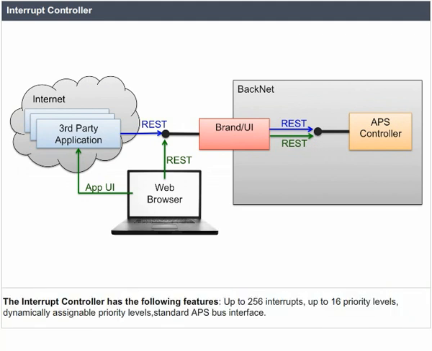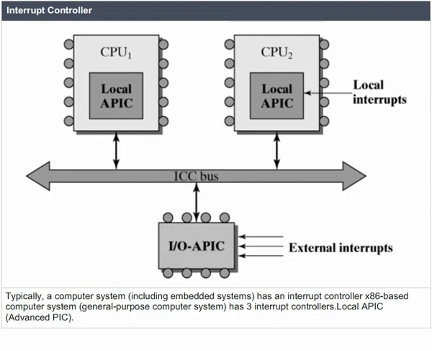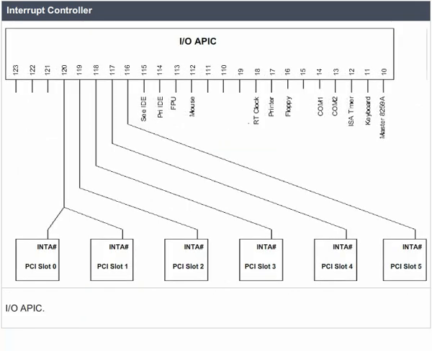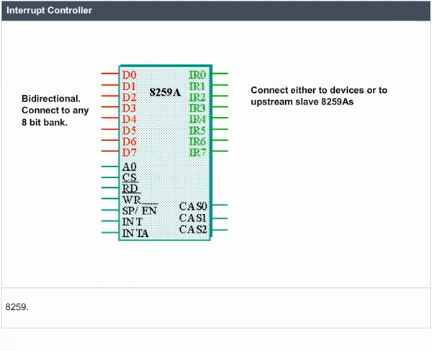The interrupt controller has the following features: up to 256 interrupts, up to 16 priority levels, dynamically assignable priority levels, standard APB bus interface. Typically, a computer system, including embedded systems, has an interrupt controller. An x86 based computer system, a general purpose computer system, has 3 interrupt controllers: local APIC, input-output APIC, and 8259.